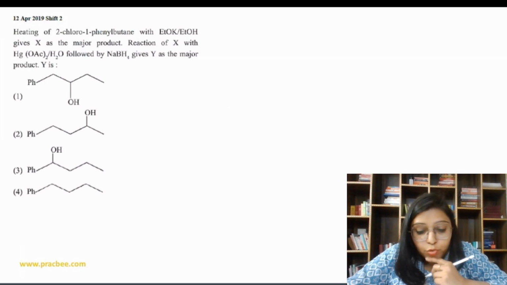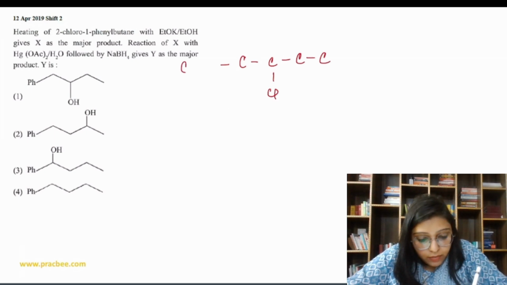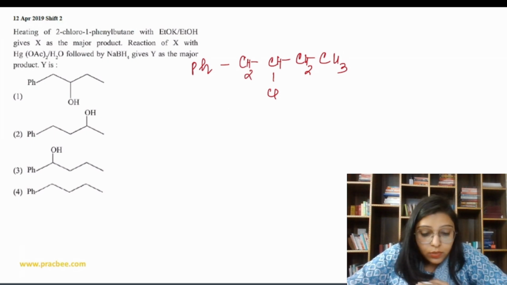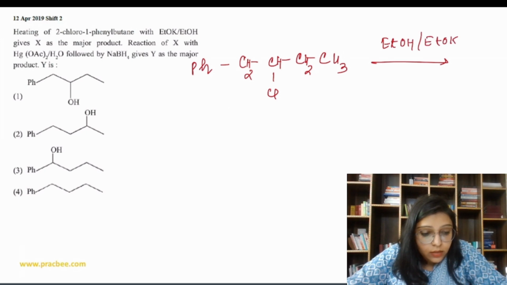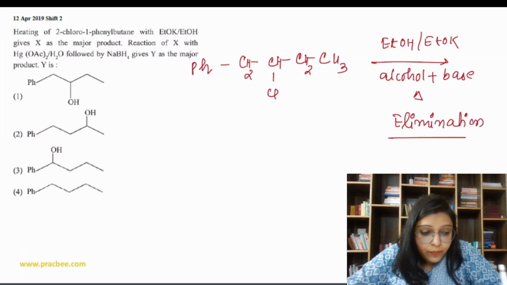We have heating of 2-chloro-1-phenyl butane. So 2-chloro and 1 pe we have phenyl group C6H5, or we can also write phenyl as Ph. Theek hai? So we have CH3, CH2, CH and CH2. So heating of this with EtOH and EtOK. So this is what? Alcohol and base. So it means we have to do elimination reaction.